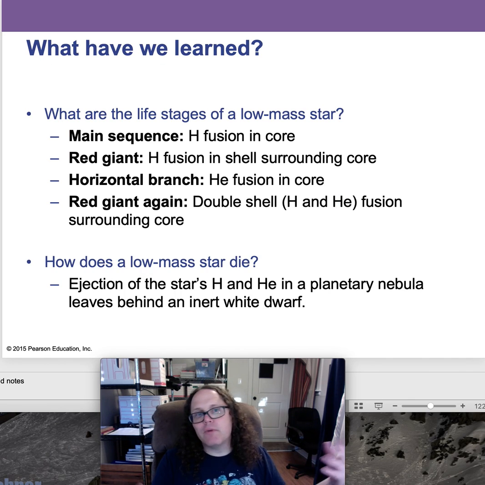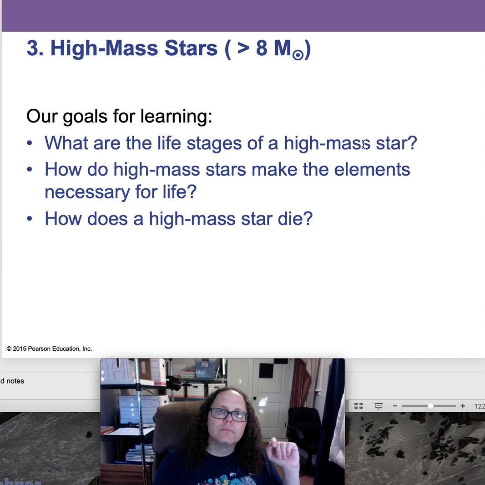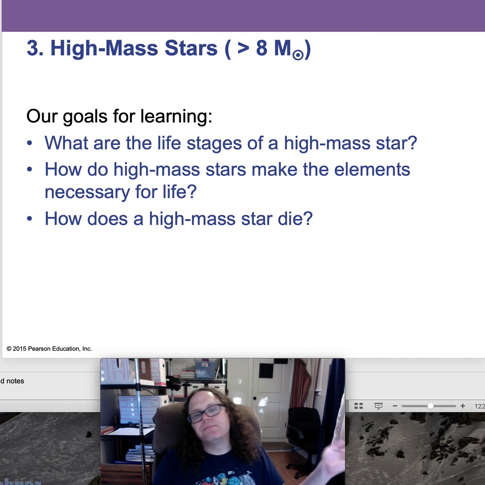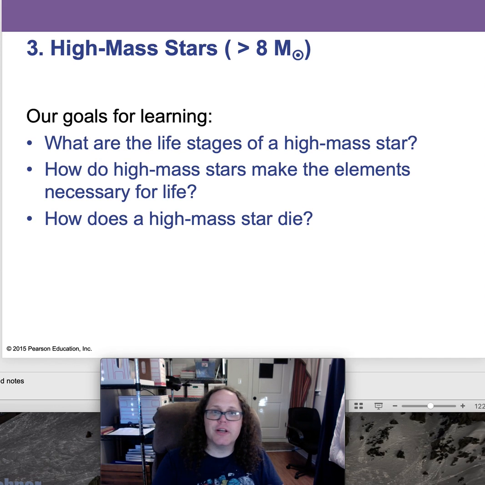So here are some vocabulary words that would be good to take with you: main sequence, red giant, horizontal branch, and white dwarf. So, a low-mass star like our sun turns hydrogen into helium, helium into carbon, and briefly turns carbon into oxygen as it poofs its outer layers into space.